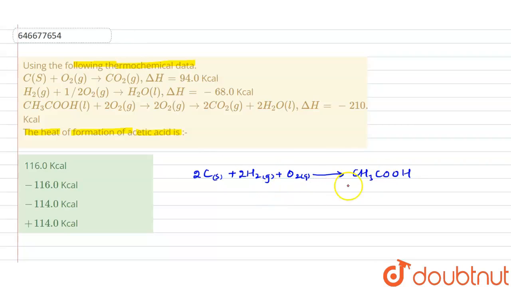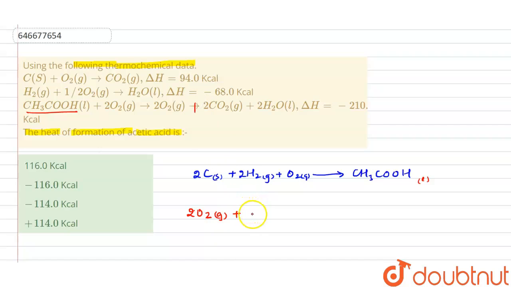Now how can this reaction be possible? By arranging these three reactions. This compound we have put on the product side, that is liquid. So clearly we can say the third reaction we have to reverse. So we are starting with the third reaction, which we have to reverse, and basically here it will be a plus sign.